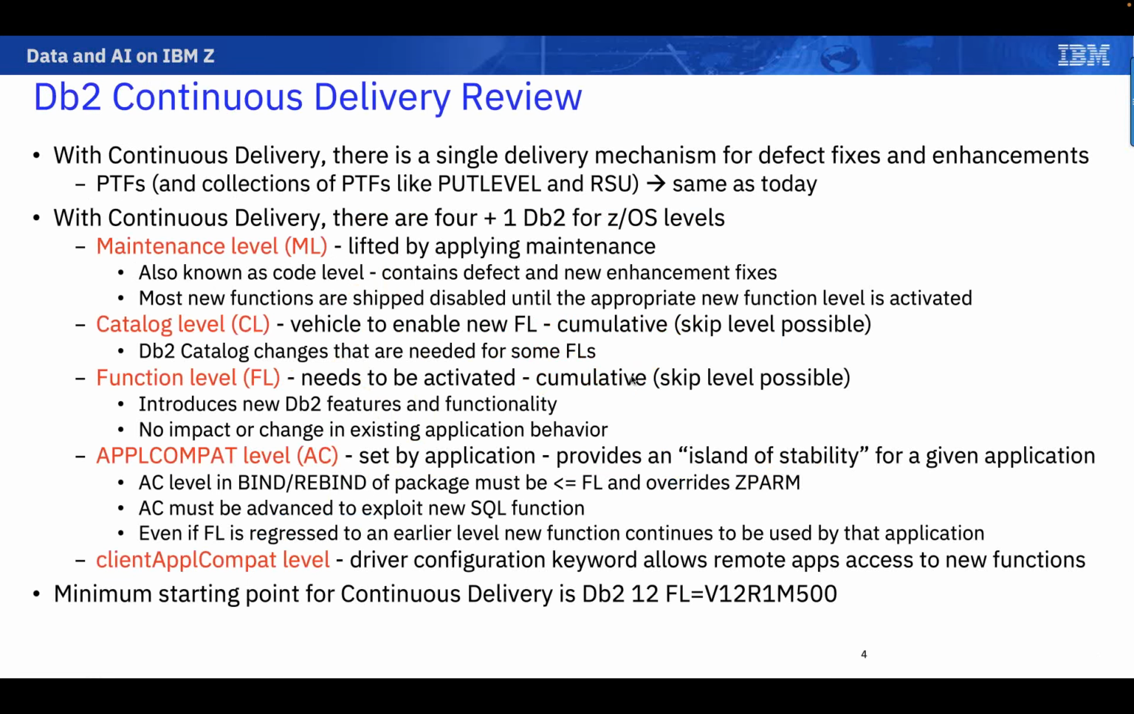The next level is the catalog level. With the catalog level, it's a vehicle to enable new functions. So we're just pre-staging the catalog to be able to handle the function levels in the next level. The catalog changes are at the group level. So you're only going to make the catalog changes once, and the catalog level needs to be equal to the maintenance level or below the maintenance level. It can never be above the maintenance level.